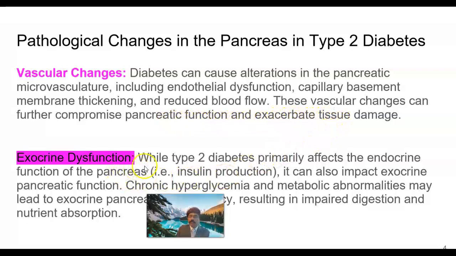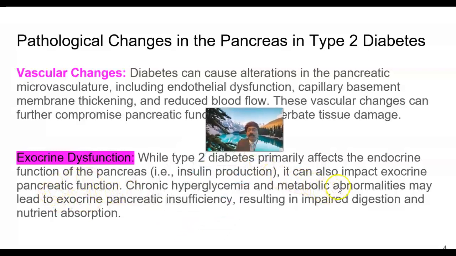Exocrine dysfunction. While type 2 diabetes primarily affects the endocrine function of the pancreas, insulin production by the beta cells of the islets of Langerhans, it can also impact exocrine pancreatic function. Chronic hyperglycemia and metabolic abnormalities may lead to exocrine pancreas insufficiency, resulting in impaired digestion and nutrient absorption.